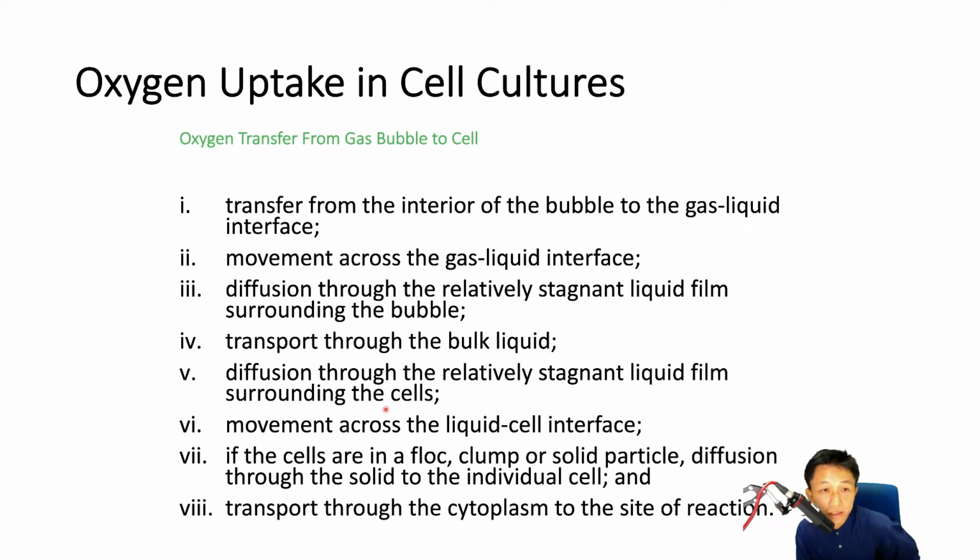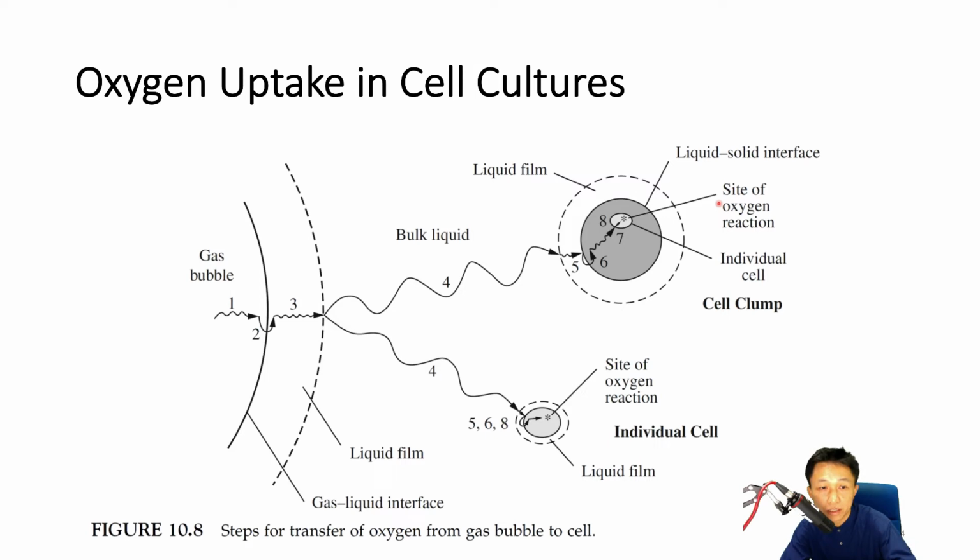And so the oxygen uptake in the cell culture: if we have a look at oxygen transfer from the bubble to the cell, we have these steps. It is quite a complicated system. First is transfer from the interior of the bubble to the gas liquid interface. From this text it is quite complex, and if you have a look at the picture, you have a very clear idea.